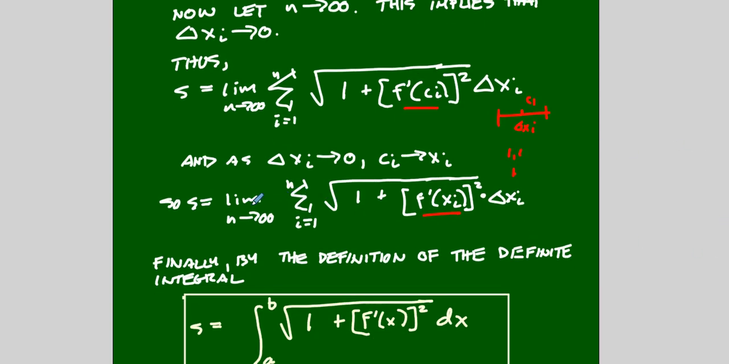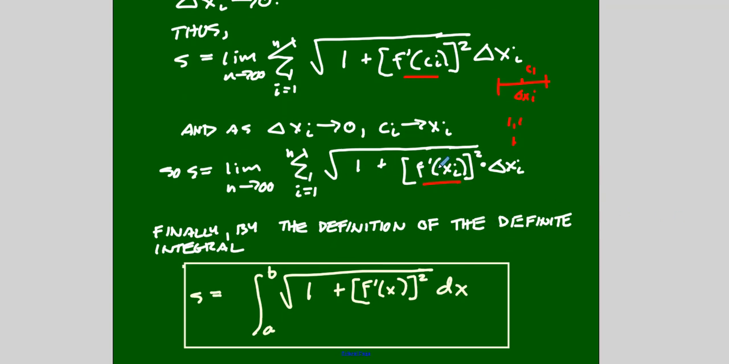So now we have s equals the limit as n goes to infinity of the sum from I equals 1 to n of the square root of 1 plus f prime of x sub I squared times delta x sub I. So finally, by the definition of the definite integral, we can replace this expression with the integral from a to b. Remember, these are the endpoints of the interval. So you've got the big curve S, and the curve goes from a to b. So our final result is the arc length S is equal to the integral from a to b of the square root of 1 plus the quantity f prime of x squared dx. I'm replacing delta x sub I with an infinitesimally thin interval, which we're calling dx.